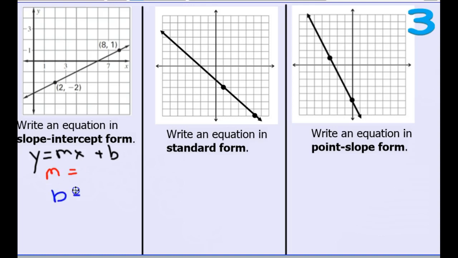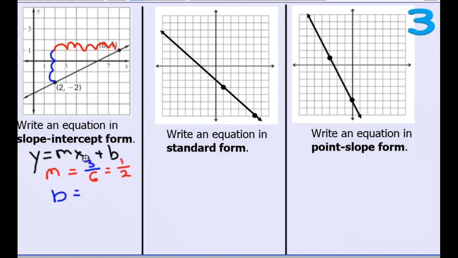Now the m is the slope, or the rise over the run. So our rise is going to be 1, 2, 3 over our run, which is 1, 2, 3, 4, 5, 6. 3 over 6 can be simplified to 1/2 by dividing each of those by 3.